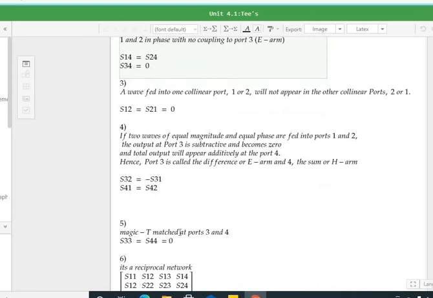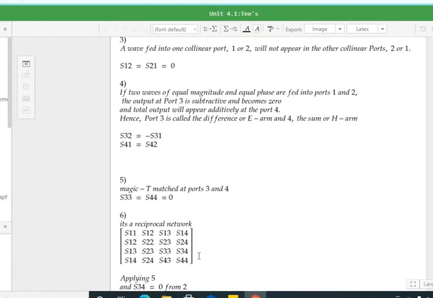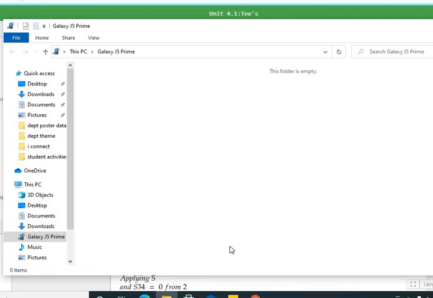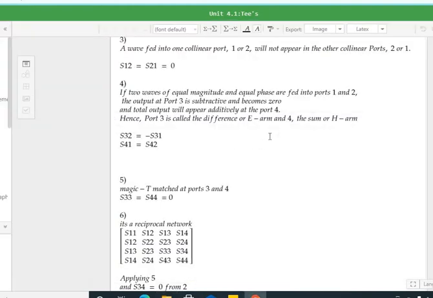The port 3 and port 4 of the magic T have no reflection. So S33 is equal to S44 is equal to 0. It is a symmetric and reciprocal network. What that means is for any port, Sij is equal to Sji. So basically, the incident wave from input port i to output port j will face the same attenuation as the incident wave from port j to port i. So Sij equal to Sji.